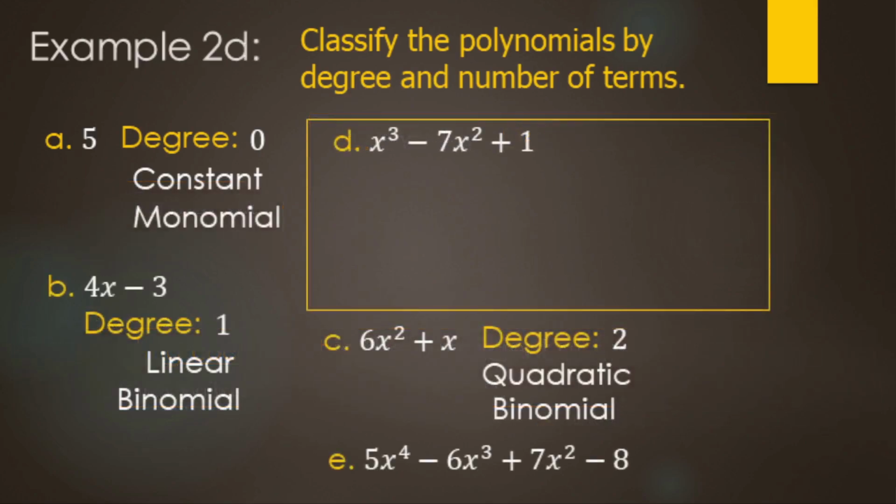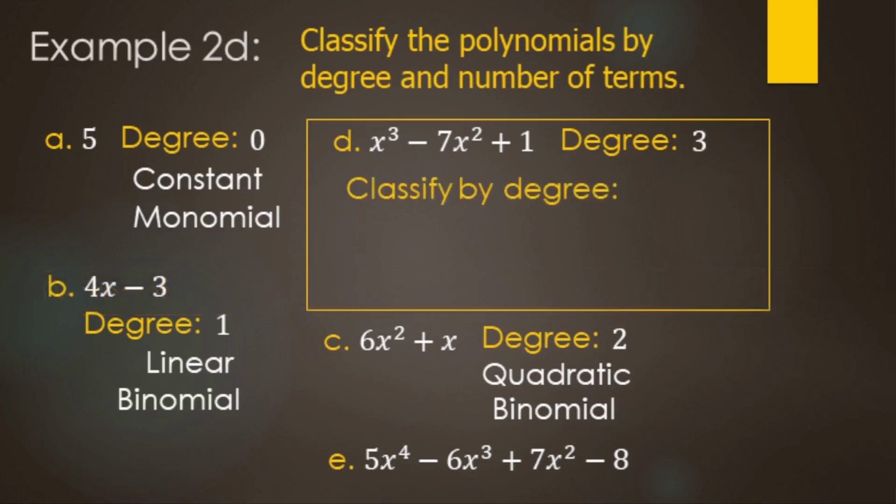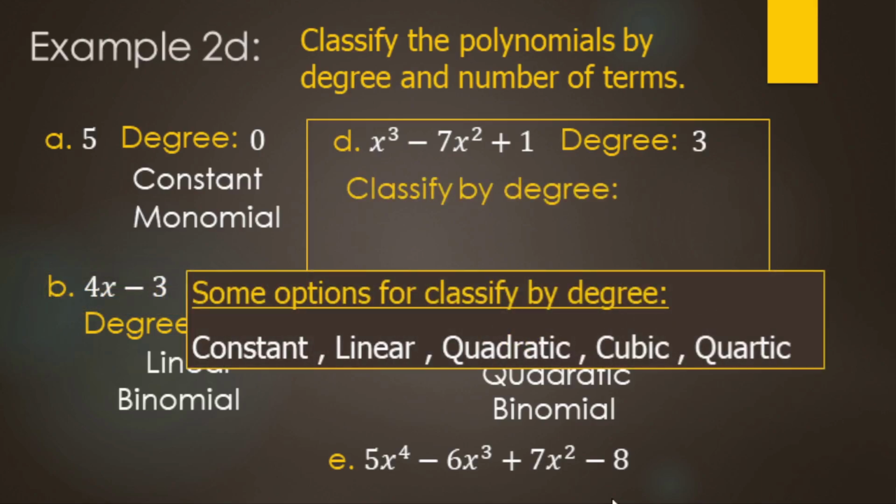Now we have x cubed minus 7x squared plus 1. What is the degree? The highest exponent is going to be a 3. Anytime you have a third degree polynomial, that is going to be considered cubic, okay? So third degree polynomials, that's cubic, okay?